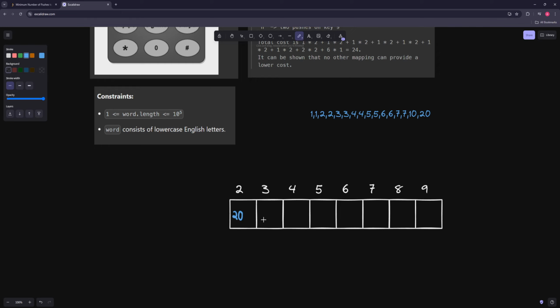Okay, and then 10 also costs 1, so we could put 10 over here. And we could put 7 over here. 7, 6, 6, 5, or sorry, 6, 6, 5. They have to be unique, right? That way, all of our most expensive letters only cost 1.